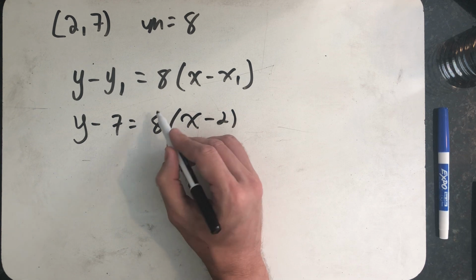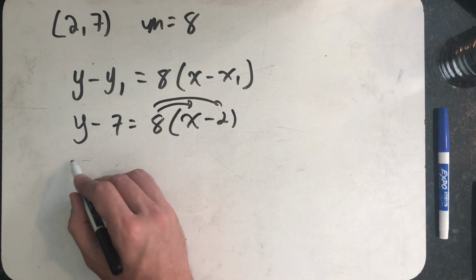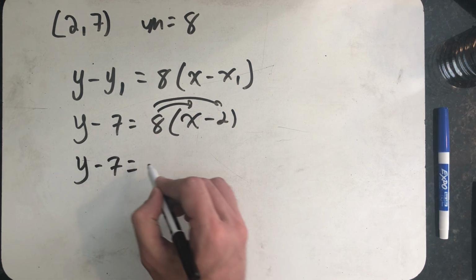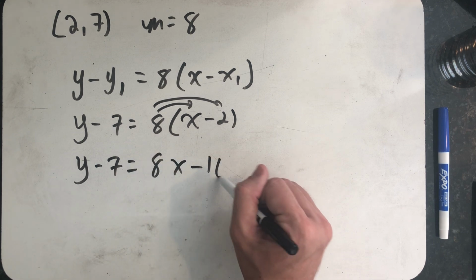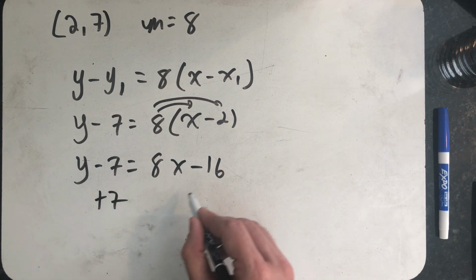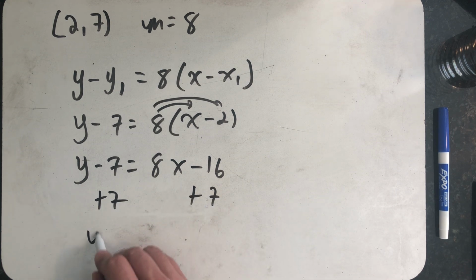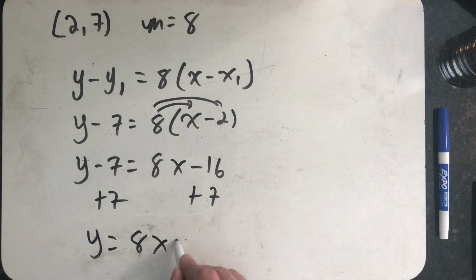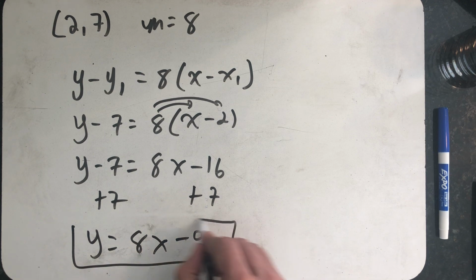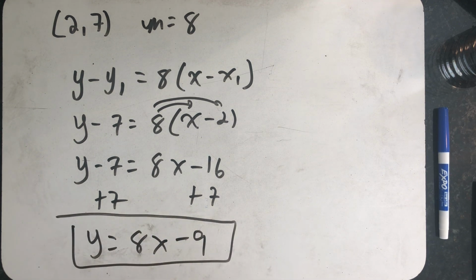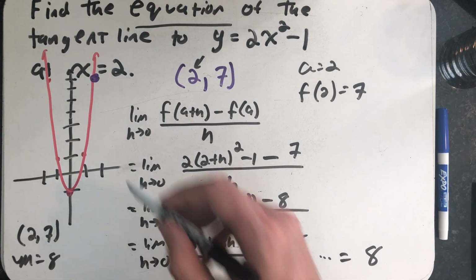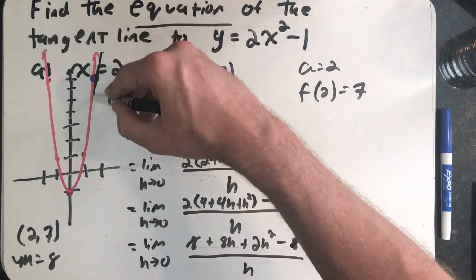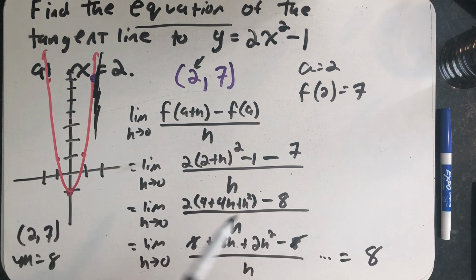All right, we can distribute. I can add 7 to everything. And there's the equation of my tangent line. y equals 8x minus 9. The slope is my instantaneous rate of change. And I could imagine graphing that tangent line. The y-intercept's way down there. But I'll tell you what.